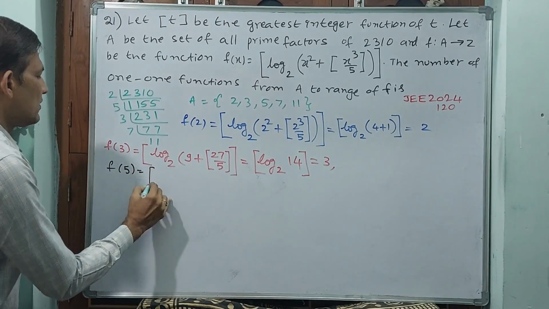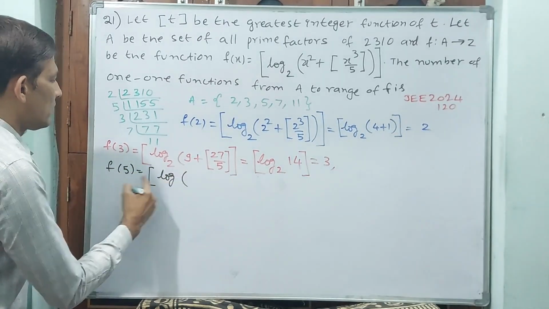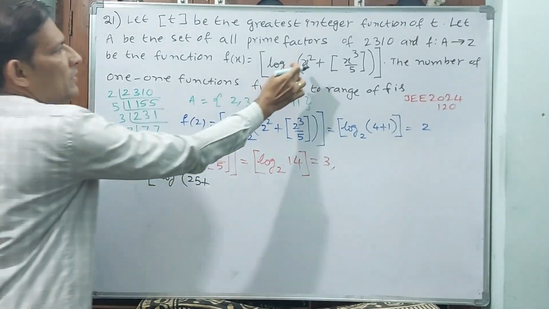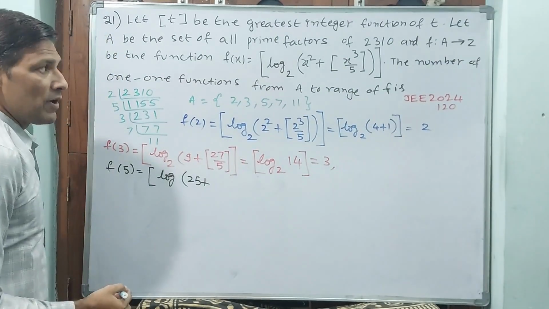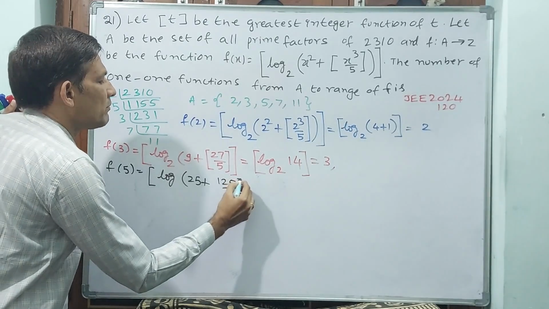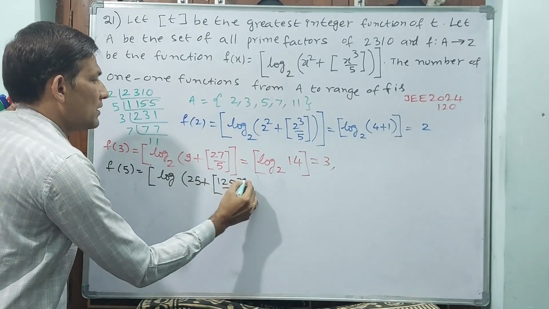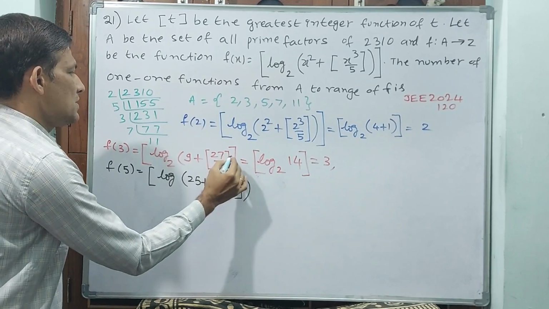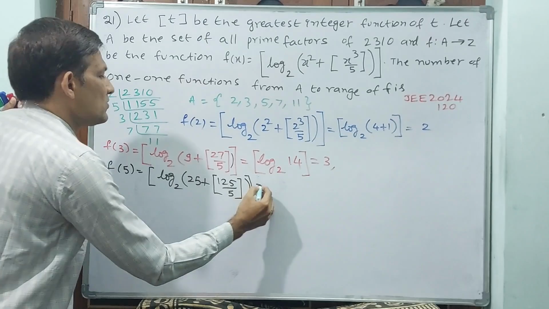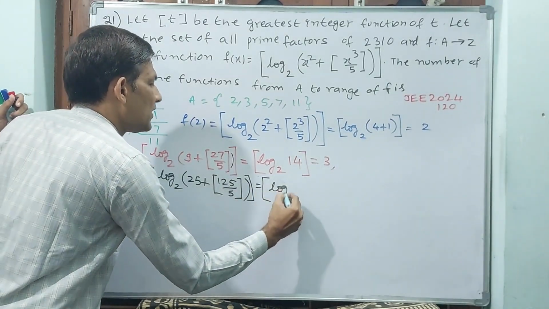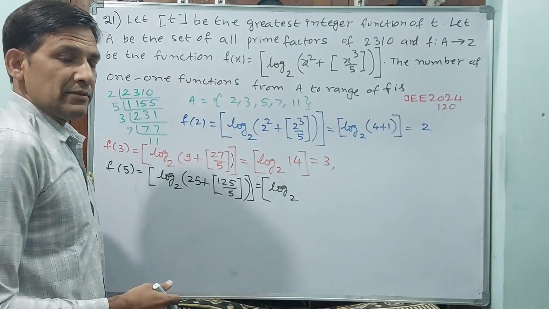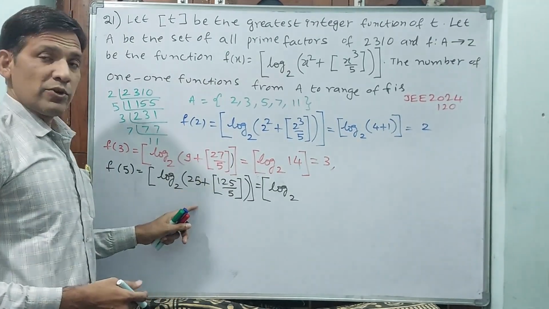F of 5. Log of, see, 5 square 25, 5 cube 125 by 5. But this should be greatest integer, and close this thing. Here you have not closed. Greatest integer, again log base 2. Now what is this 125 by 5 value? 25 only. 25 plus 25, 50.